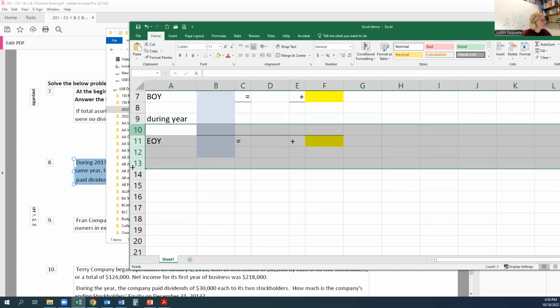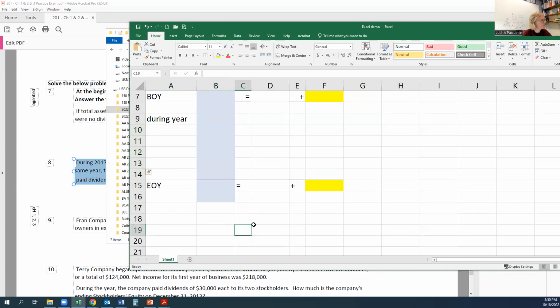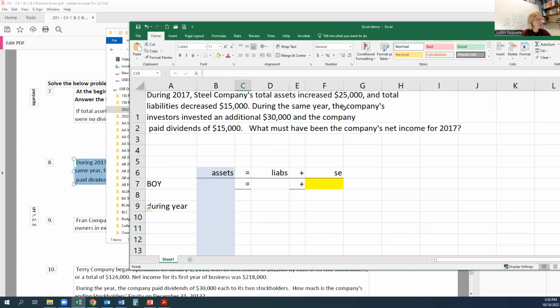Okay. Put some extra space here. Okay, so what we know is assets increased 25,000. So we'll put that here.